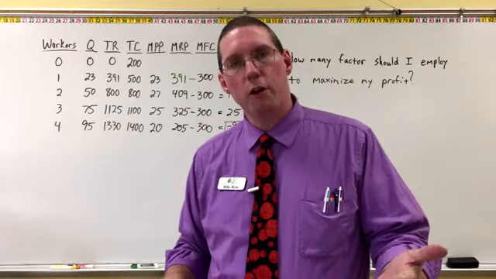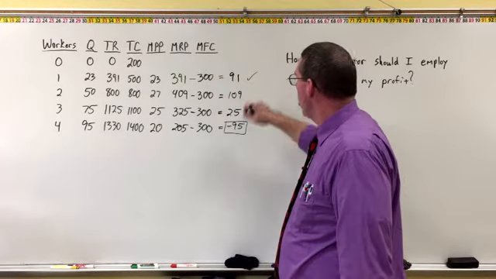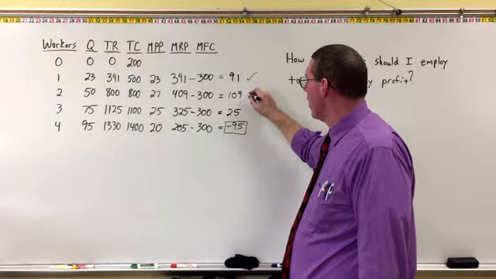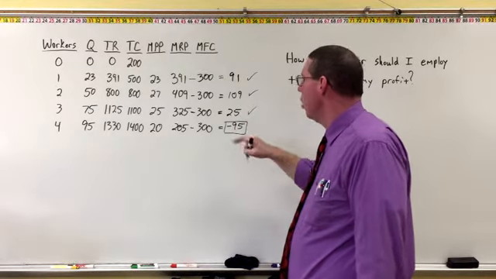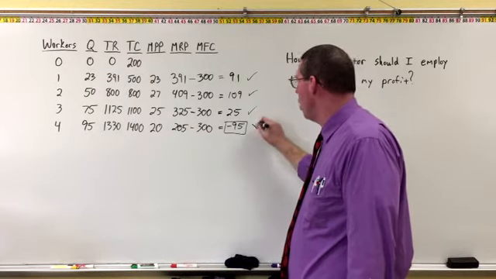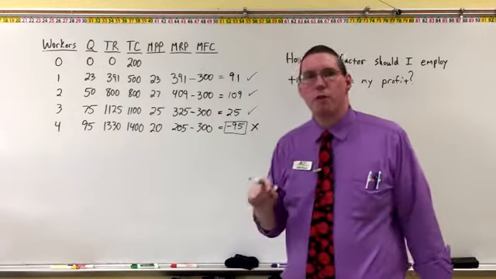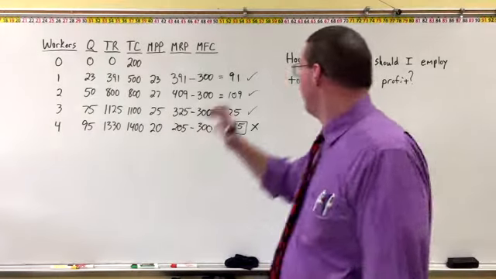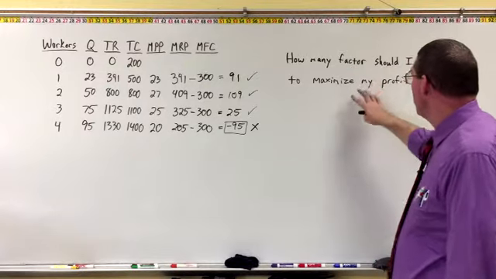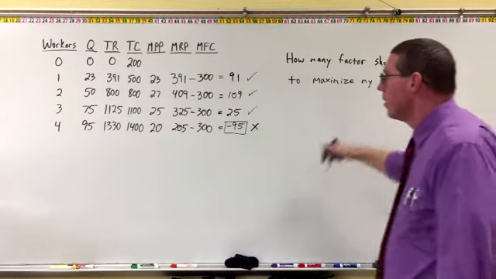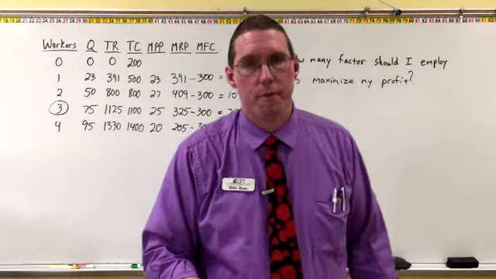And so what we're going to do is, are we going to hire the first worker? Yes. Are we going to hire the second worker? Yes. Are we going to hire the third worker? Yes. Are we going to hire the fourth worker? No. And therefore, the profit maximizing quantity of factors, so how many factors should I employ to maximize my profit, is, in this particular case, going to be 3 workers.